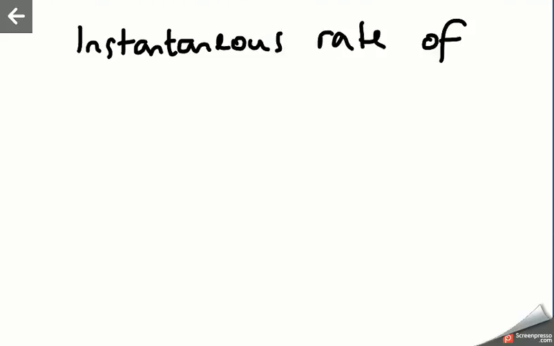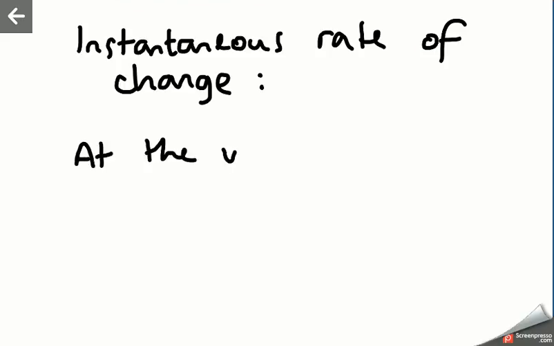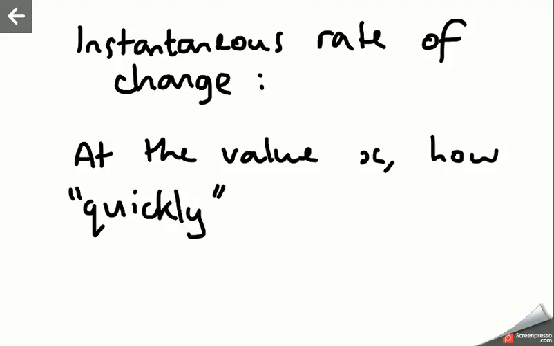So it turns out that differentiation is actually calculating the instantaneous rate of change. Instantaneous, I-N-S-T-A-N-T-A-N-E-O-U-S, well, that's a long word. Instantaneous rate of change of a function. And what does that mean? Well, at the value x, how quickly is y changing in the function? How quickly is y of x changing at each value x?